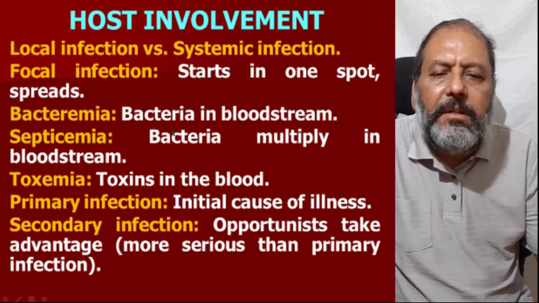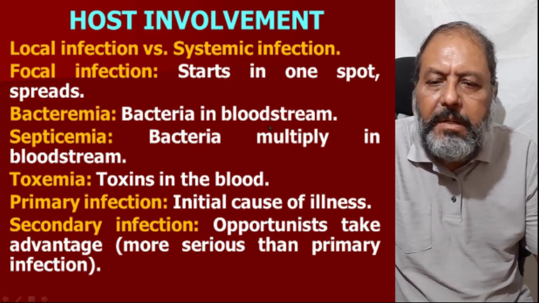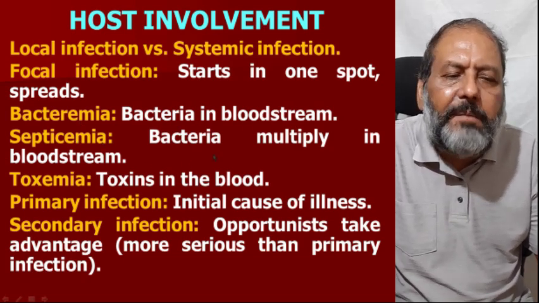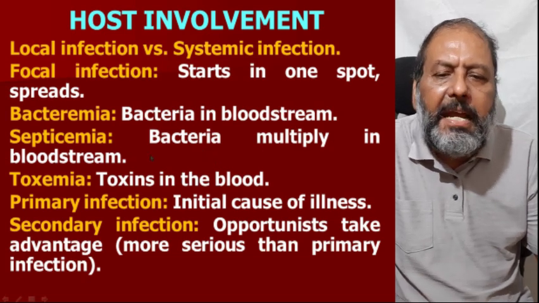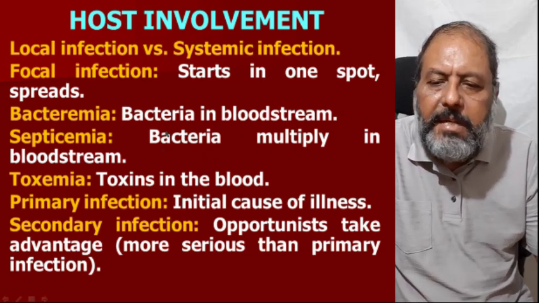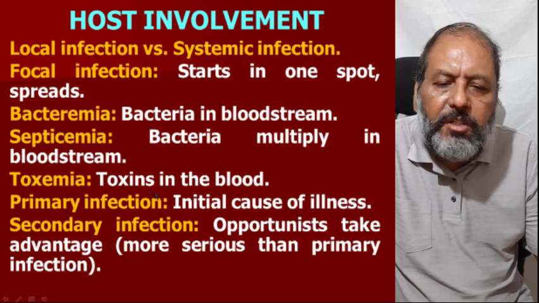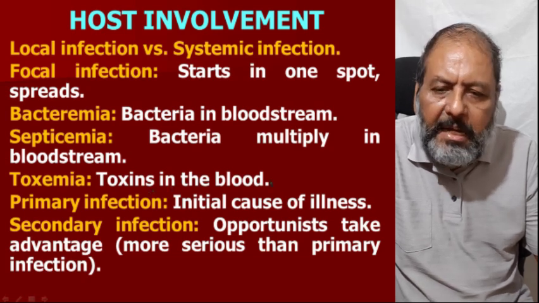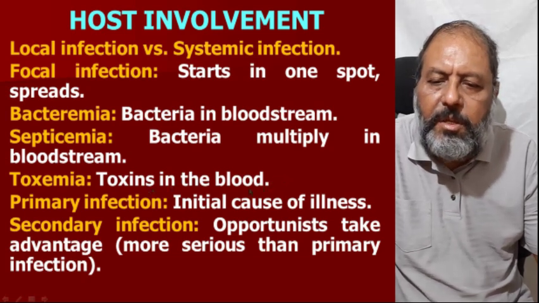Bacteremia is bacteria in the bloodstream. Septicemia is when bacteria multiply in the bloodstream and produce toxins. And toxemia is when the toxins produced are circulating in the blood.